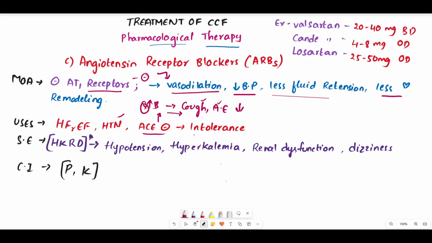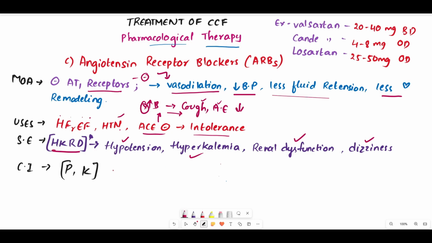So if the patient is intolerant to ACE inhibitors, ARBs will be prescribed. In the side effects, just remember the code HKRD, where H means hypotension, K means hyperkalemia, R means renal dysfunction, and D means dizziness.